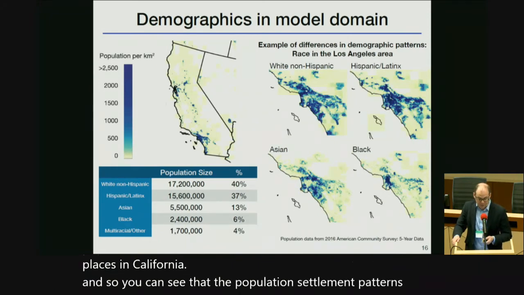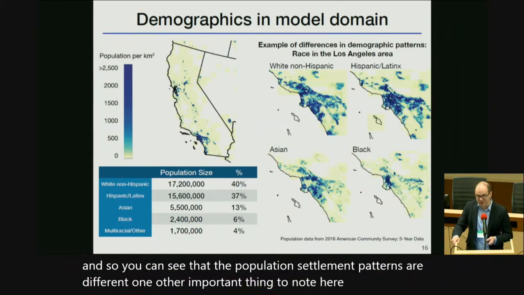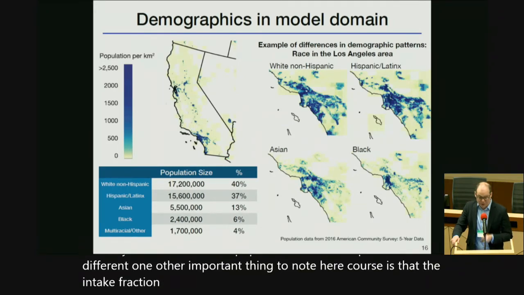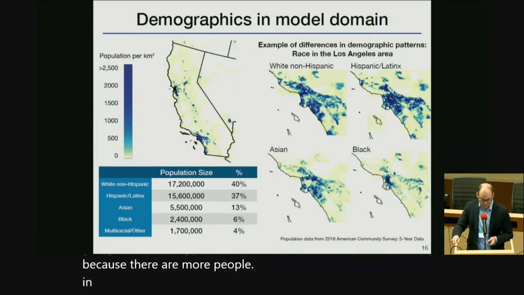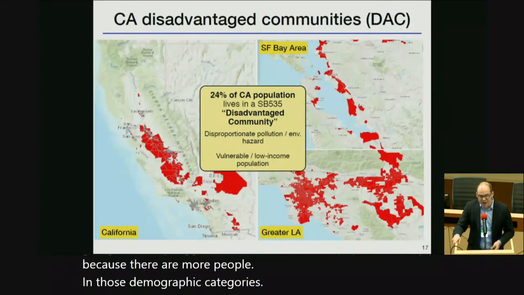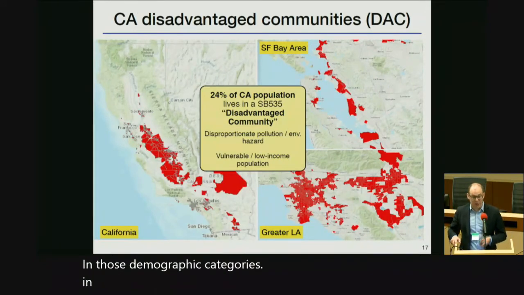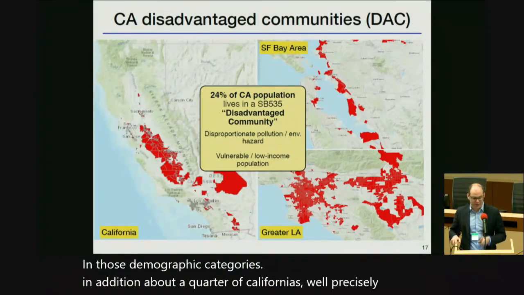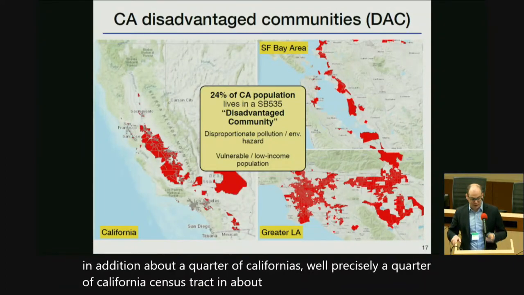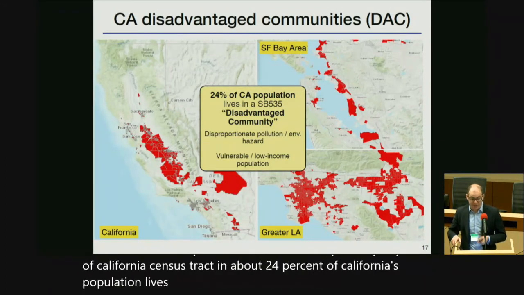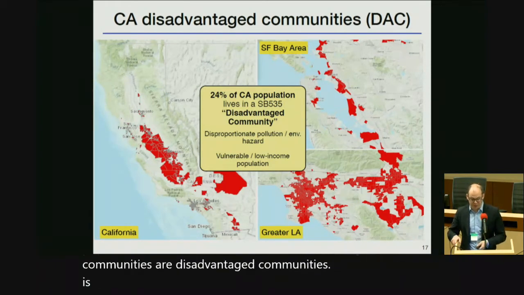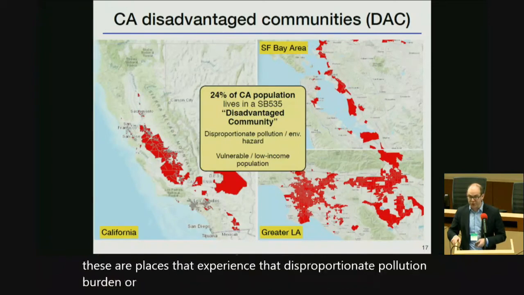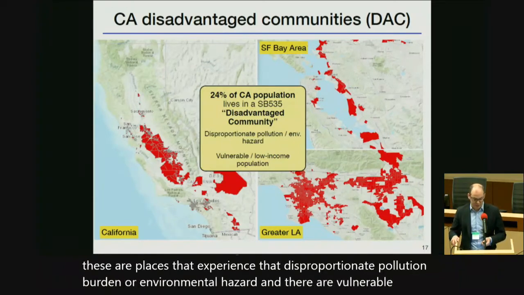One other important thing to note here, of course, is that the intake fraction in California for whites and Hispanics is always going to be way bigger than for Black or Asian populations, simply because there are more people in those demographic categories. In addition, precisely a quarter of California's census tracts and about 24% of California's population lives in census tracts designated as EJ communities or disadvantaged communities. These are places that experience a disproportionate pollution burden or environmental hazard, and they're vulnerable or low income in some manner.